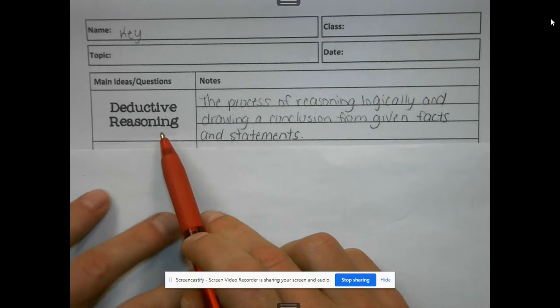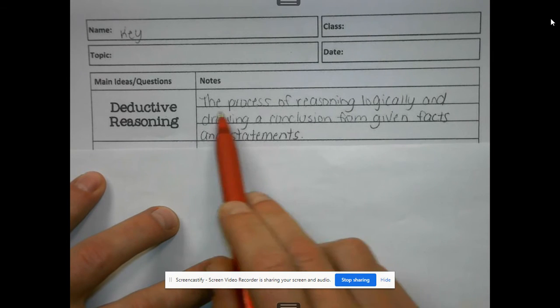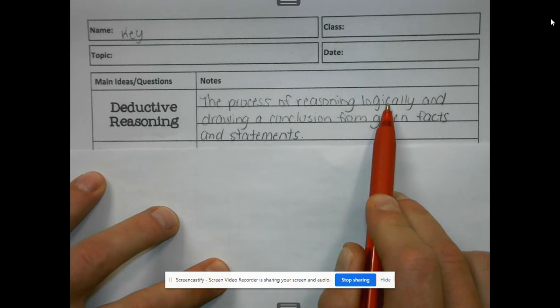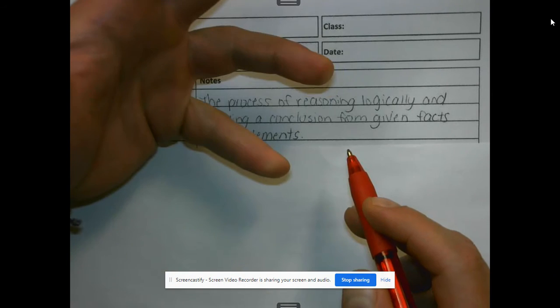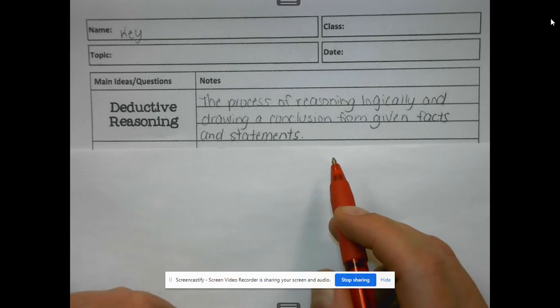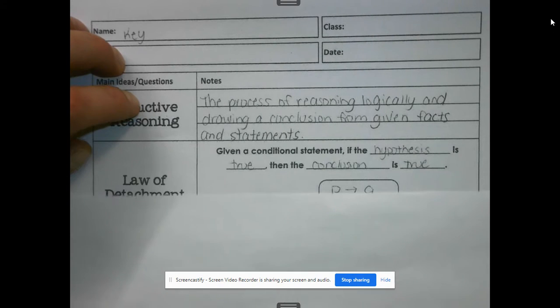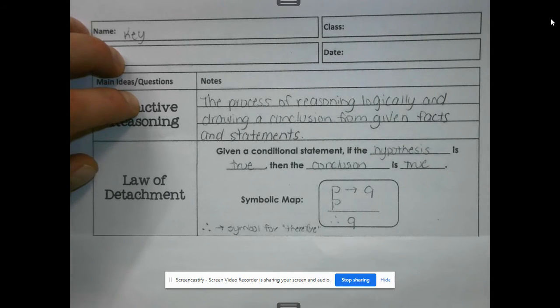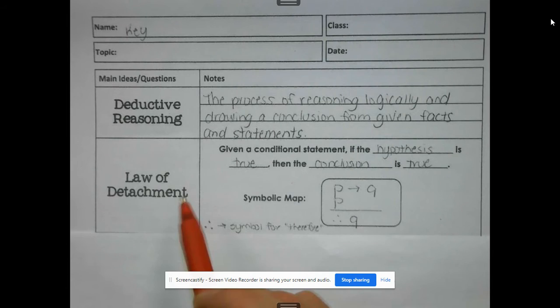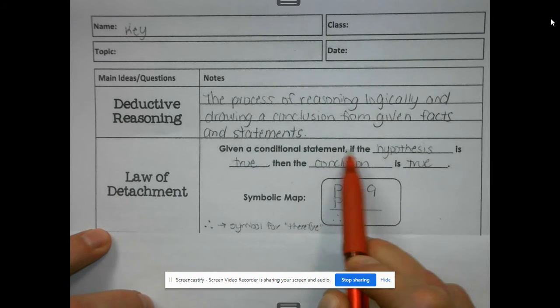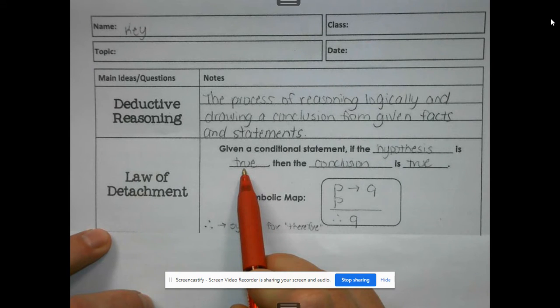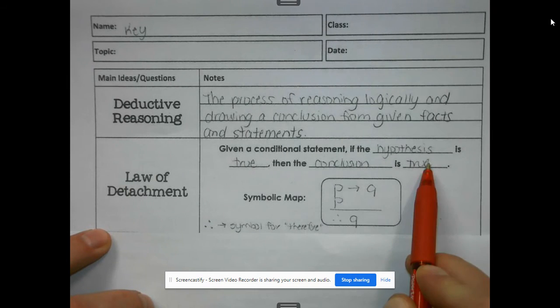All right, so what is deductive reasoning? It is a process of reasoning logically and drawing a conclusion from given facts and statements. So, we're going to be given a conditional statement, and we're going to come up with either what's called law of detachment or law of syllogism. Okay, so here we go. So what is law of detachment? It says, given a conditional statement, if the hypothesis is true, then the conclusion is true.